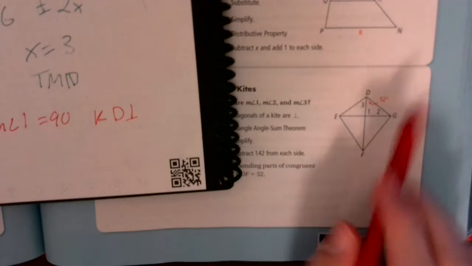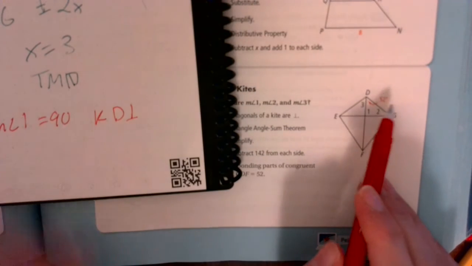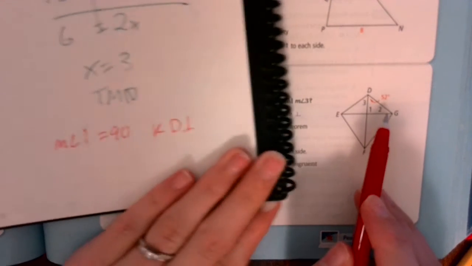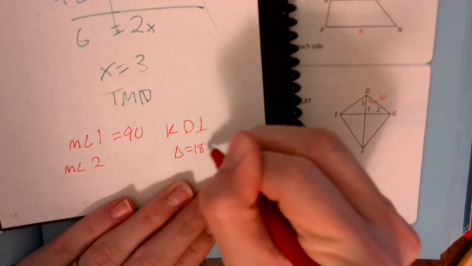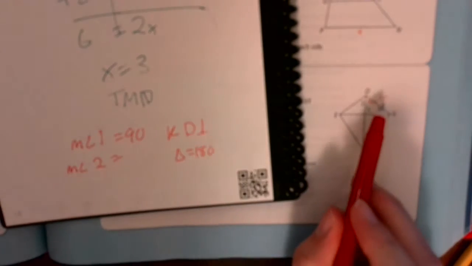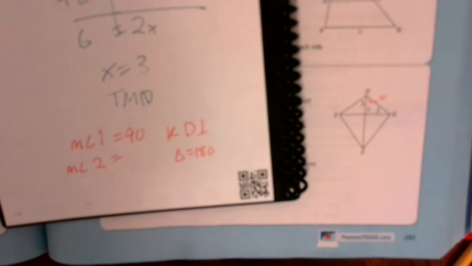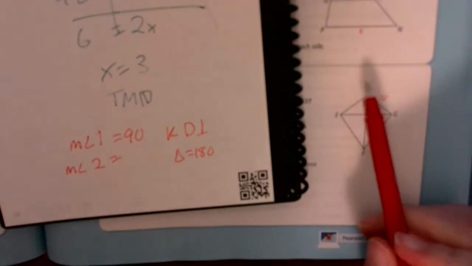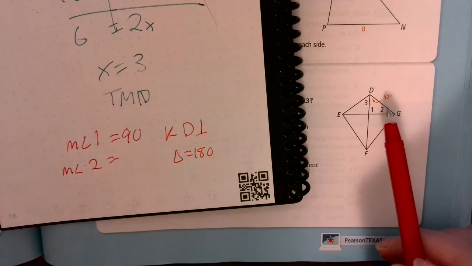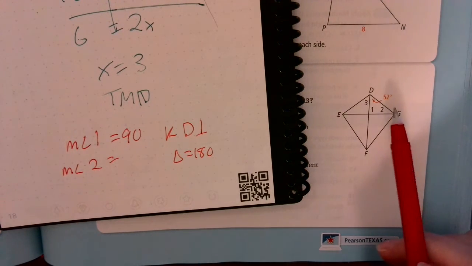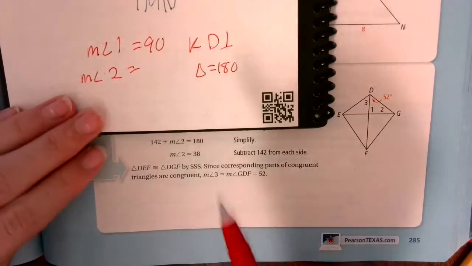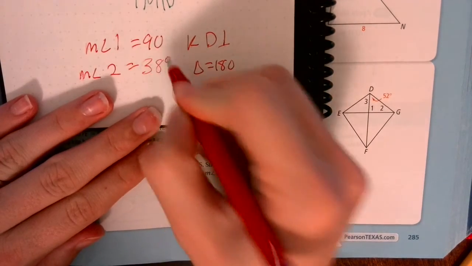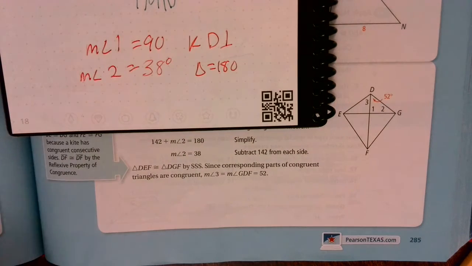And then if I know that this is 52, well, I could use triangles equal 180 to find angle 2. So the measure of angle 2, using triangles equal 180. Well, 90 plus 52, which is 142, and then subtract that from 180, and I'd get 38 right here. And I use triangles equal 180 to solve that.